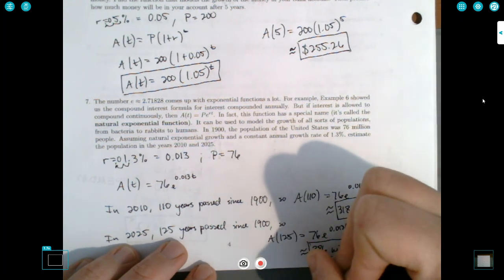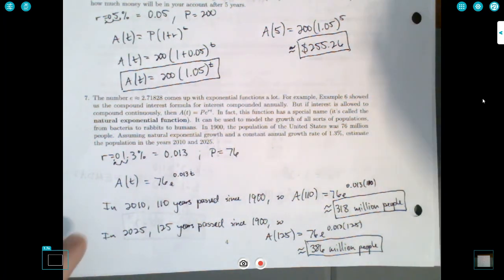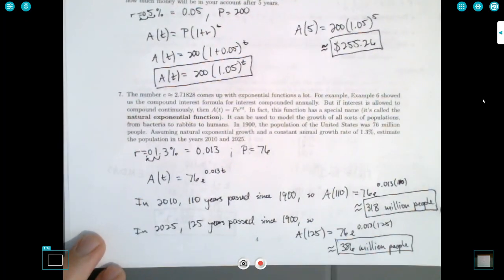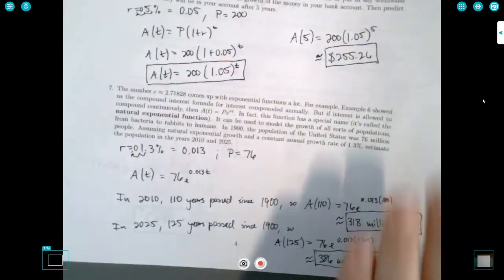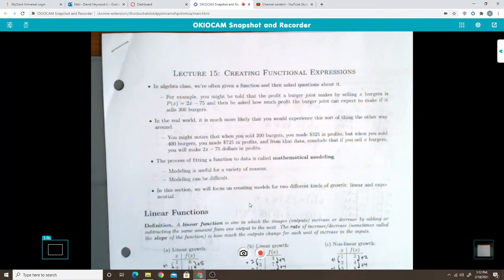Okay, very interesting. That's probably not as good of an estimate. I don't think we're going to be up to 386 million people 4 years from now. But anyway, so that's that. So that's all I have to say about mathematical modeling.